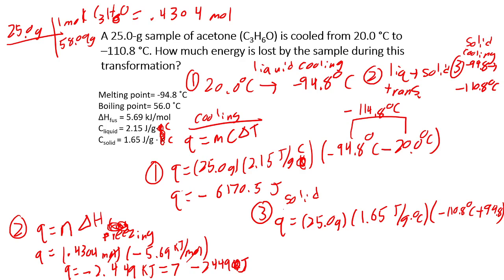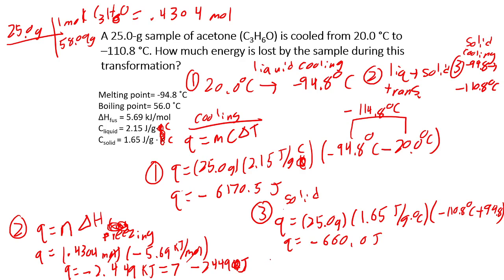So we do that, and if we multiply all these numbers together, we're going to get that our energy for the solid is going to be negative 660. I don't have anything else to write. That's this one. I'll put 0.0 joules. So that's the energy that it lost as it went from negative 94.8 to negative 110.8.